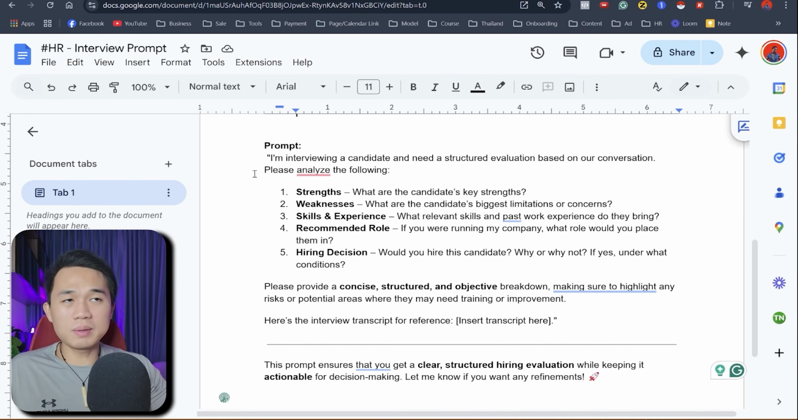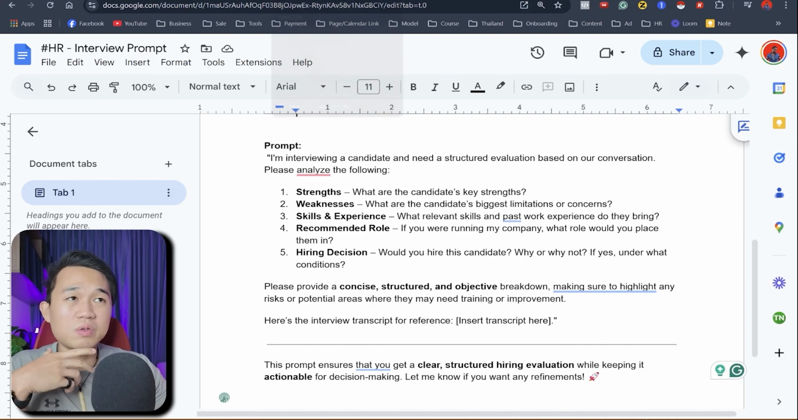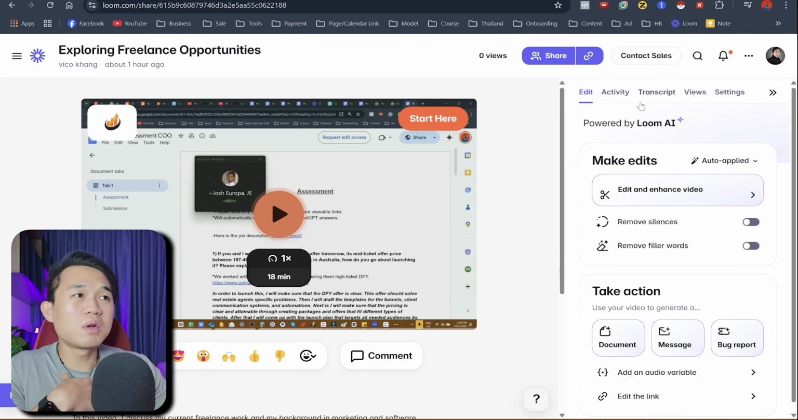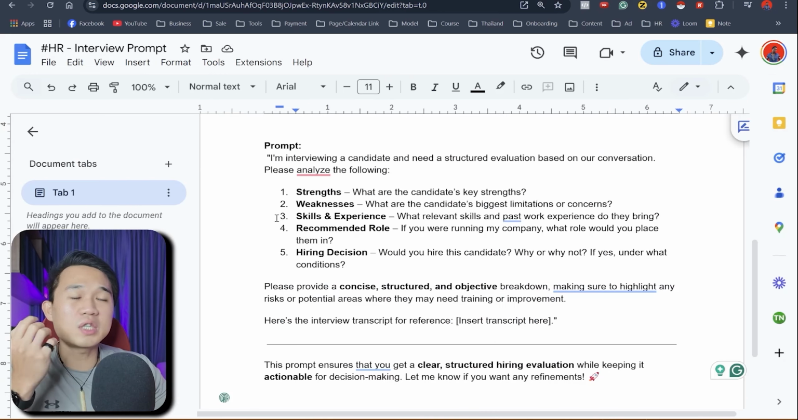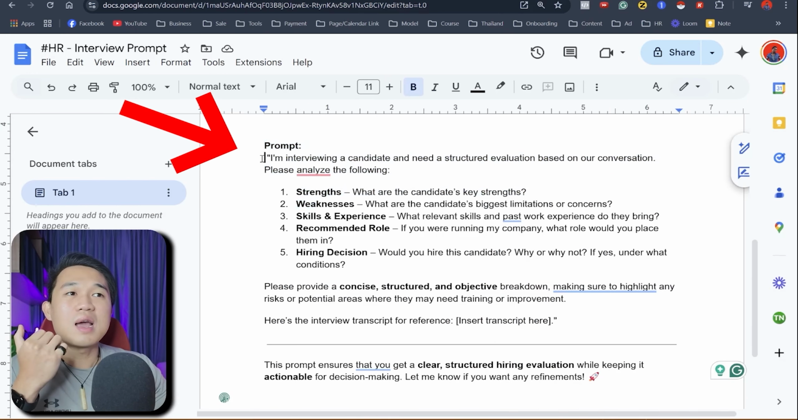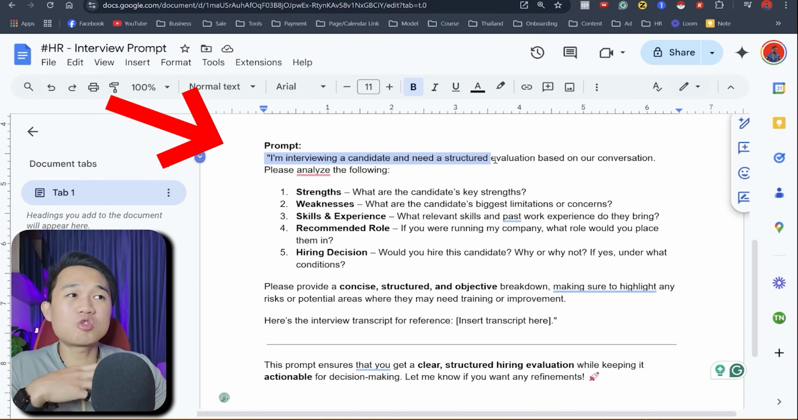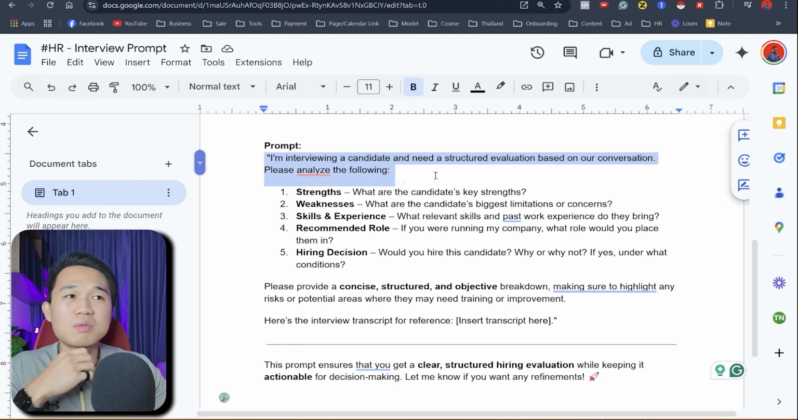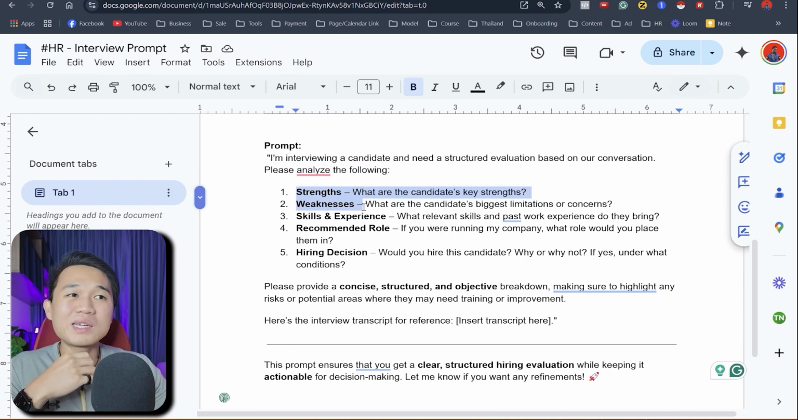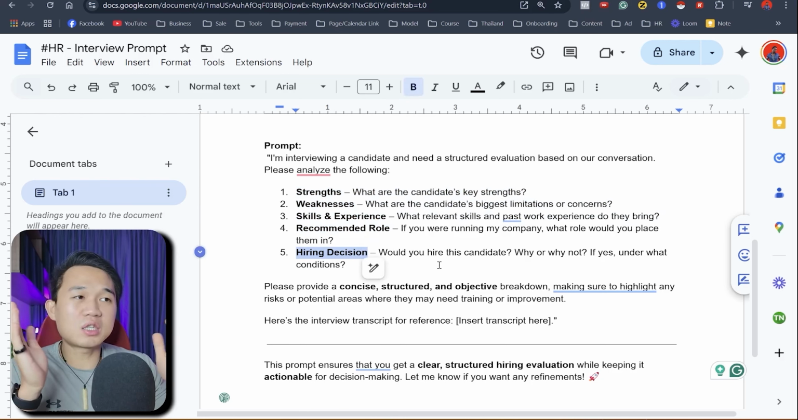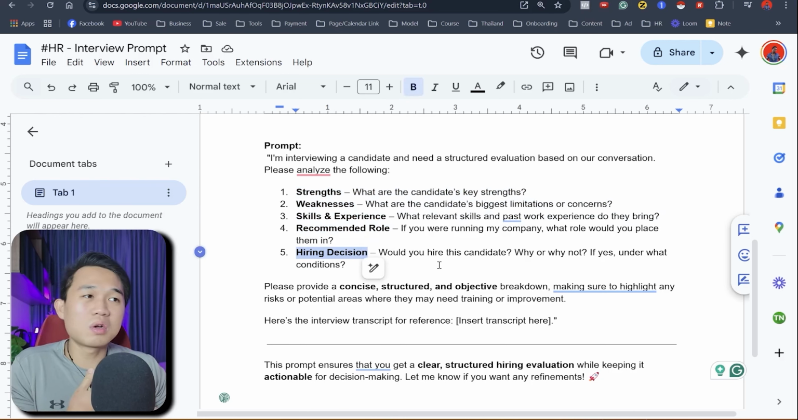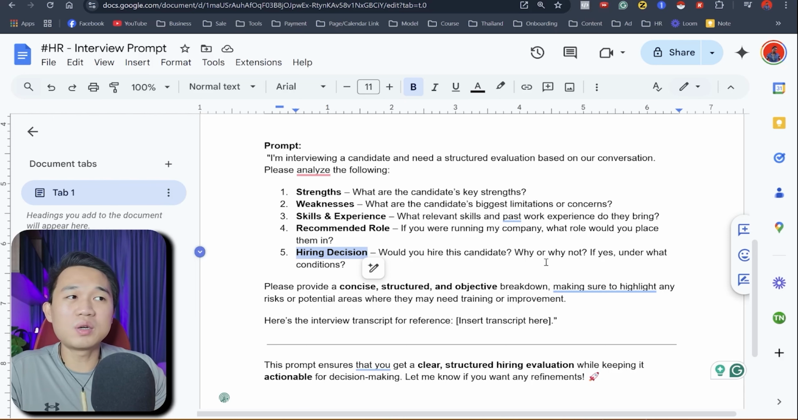Anyway, when you interview people, make sure that you record the interview on Loom. The reason why I use Loom is it has a full transcript. I can just copy and paste this transcript, go to ChatGPT and put in this prompt saying, I'm interviewing a candidate and I need a structured evaluation based on our conversation. Please analyze strengths, weaknesses, skills and experience, recommendation for the role, and hiring decision, right? I'm pretty much asking ChatGPT, if you were in my shoes, would you hire this person? Why or why not? If yes, under what conditions?